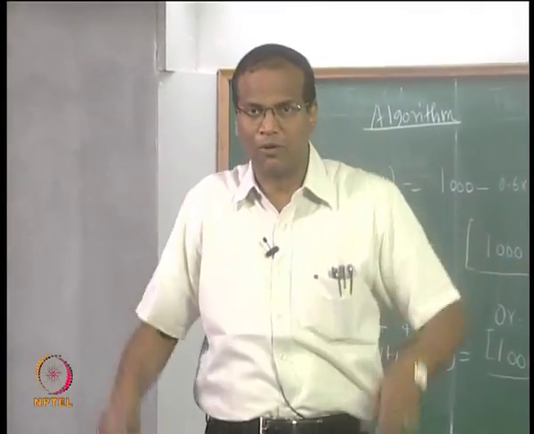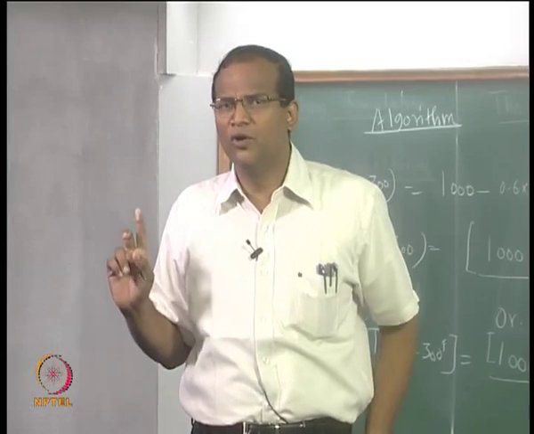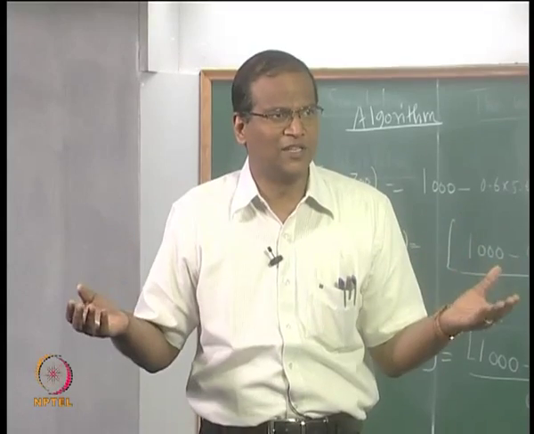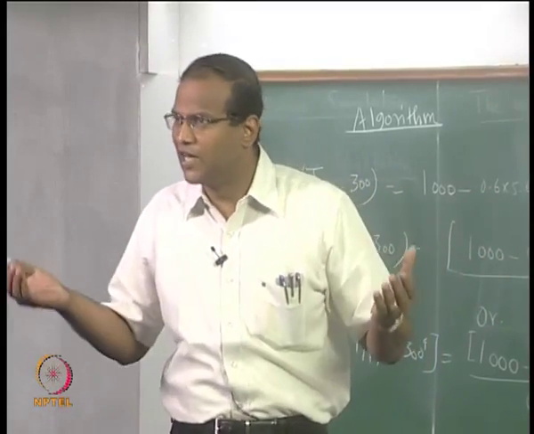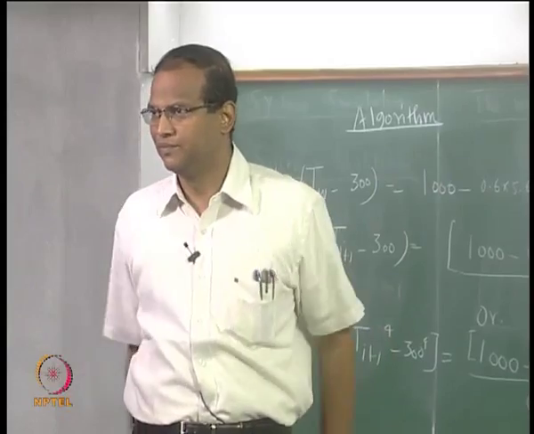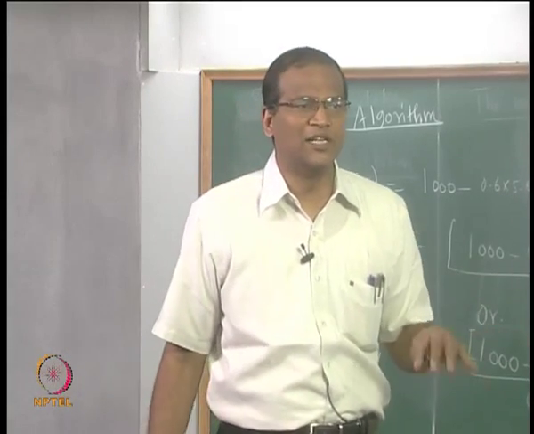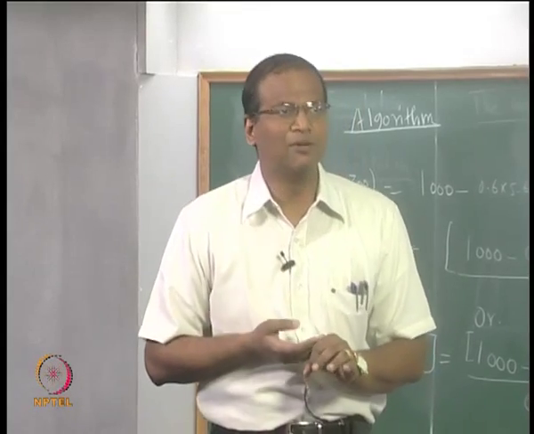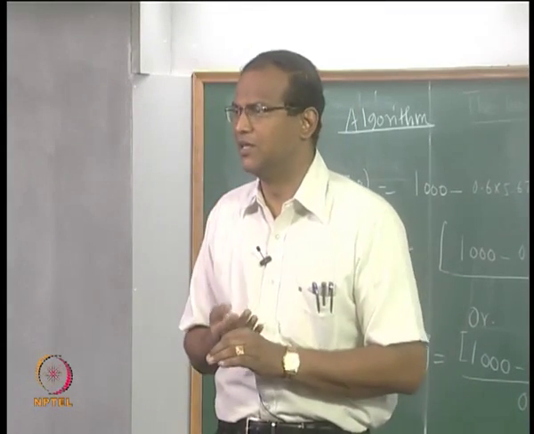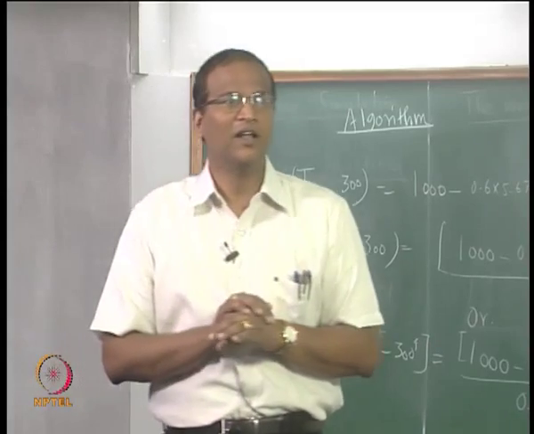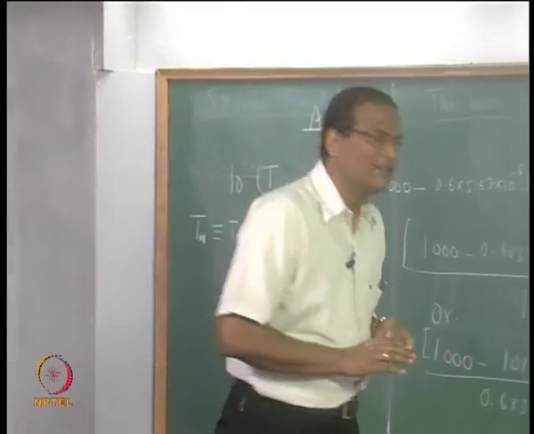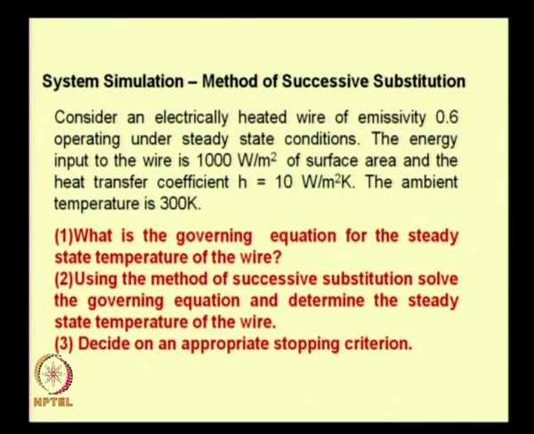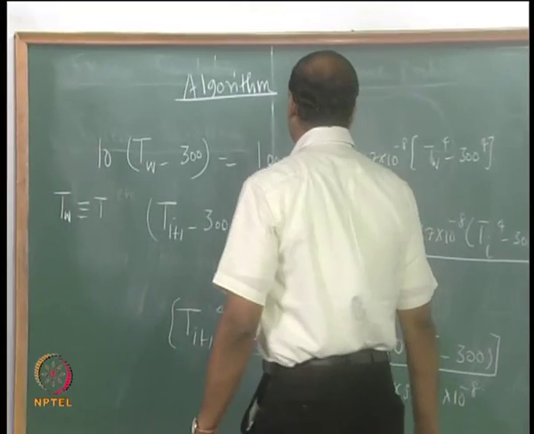Because the errors will propagate. But you know that it is a physical problem: a wire is cooling, it has got emissivity, there is natural convection, there is convection and radiation. So, it has to attain a physical temperature. If at all you get negative temperature, it is not because of the physics. 1000 watts per meter square is a reasonable flux, emissivity is reasonable, ambient temperature is reasonable, h is reasonable. Therefore, you should get a reasonable temperature as the answer. If you get an unphysical solution, that means the problem is not with the physics, but with your algorithm.